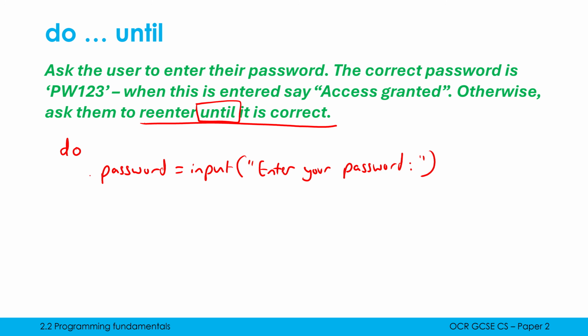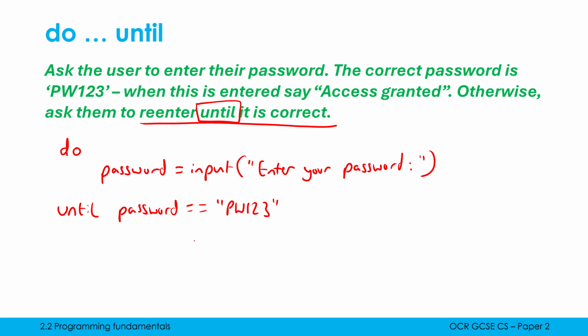So now I just need to go back on my indentation. So go back at the same level as do. Please try and be really, really careful where your indentation is lying. It should line up really nice and consistently. So I'm going to write the word until, and I'm going to write my condition. Well, what is my condition? I'm going to keep looping until the password is equal to PW123.